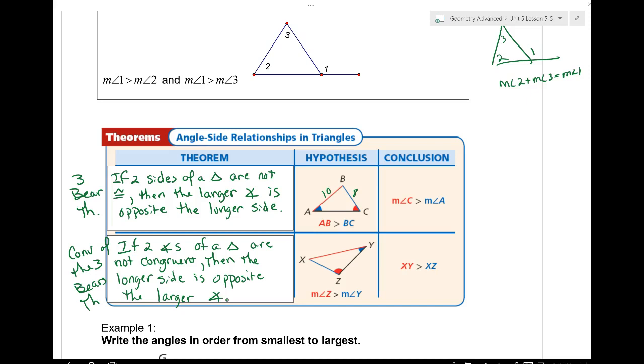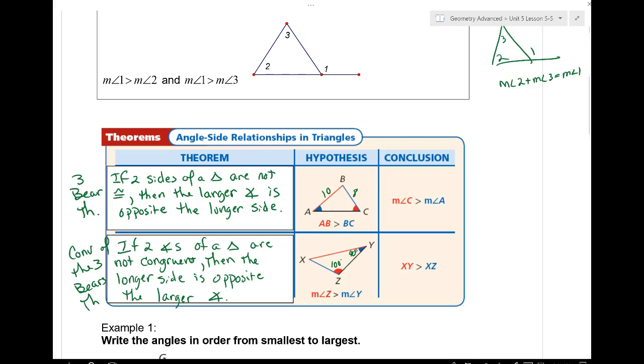Like if this was, let's say, 100 degrees, and this was 40 degrees, obviously segment XY should be the longer segment, and then segment XZ would be the smaller one. It's just basing it off the side. Do you see how it's really common sense? If you draw it that way, you're going to see how it works. But here's how I've used the three bears theorem and the converse of the three bears theorem in the past.